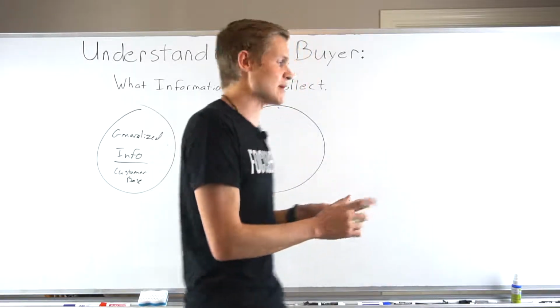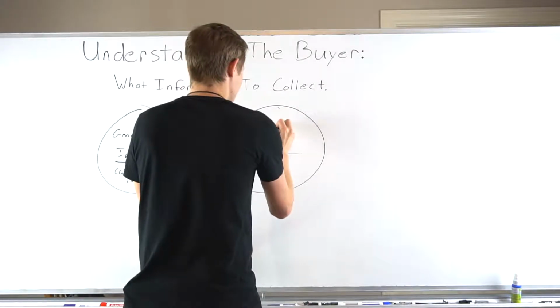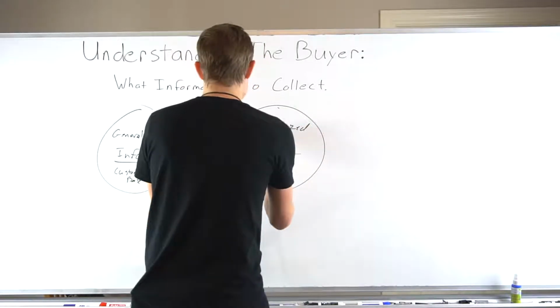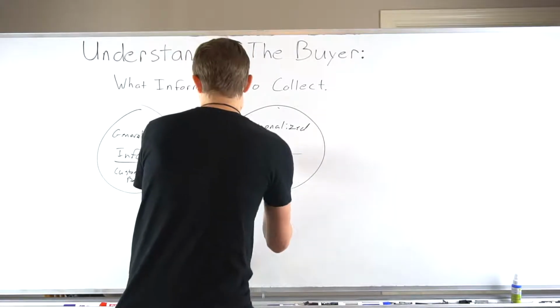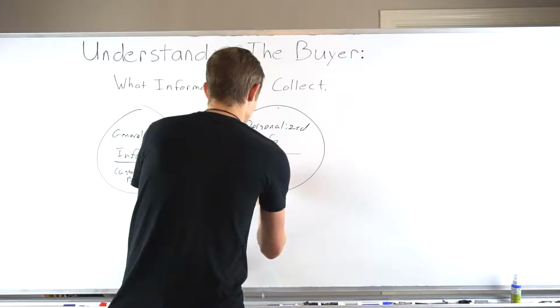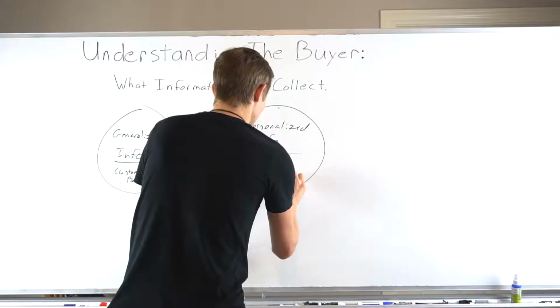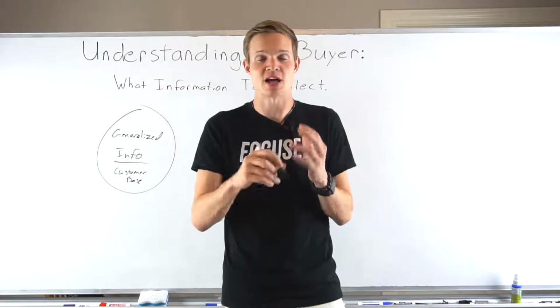The second type is going to be personalized info. And this is going to be customer specific. So this is going to be specific information about a specific prospect that you're selling to.